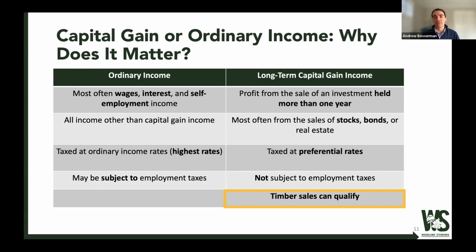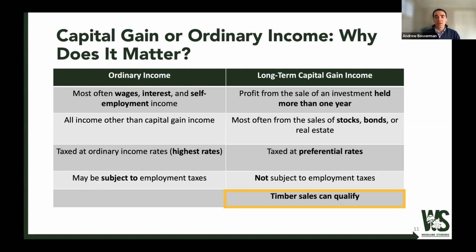from 10 to 37%. And the other important thing to note about ordinary income is that it may be subject to employment taxes if you are actively earning that income. Like wages and self-employment income, they are subject to employment taxes because you're actively earning that income. And employment taxes are those Social Security and Medicare taxes that you'll see taken out of your paycheck.